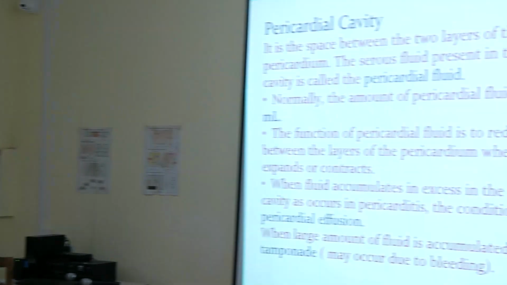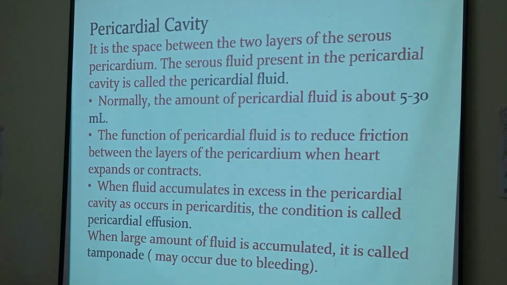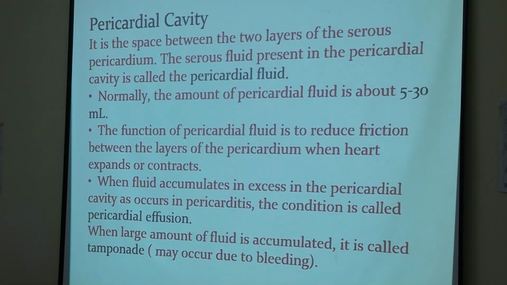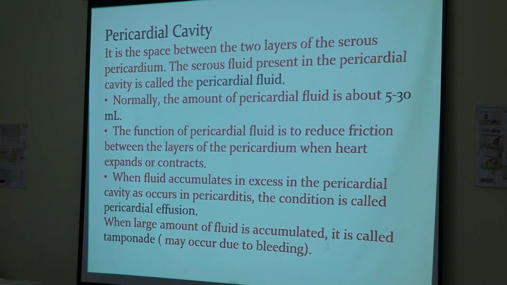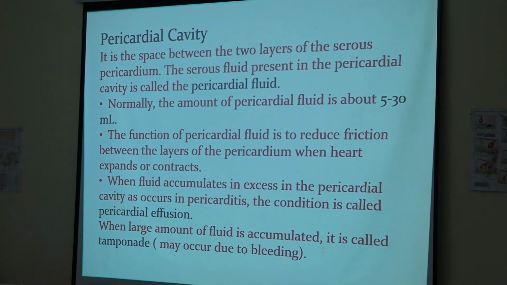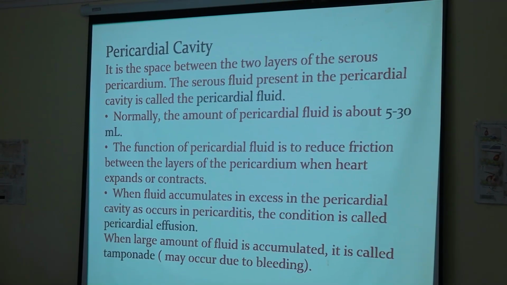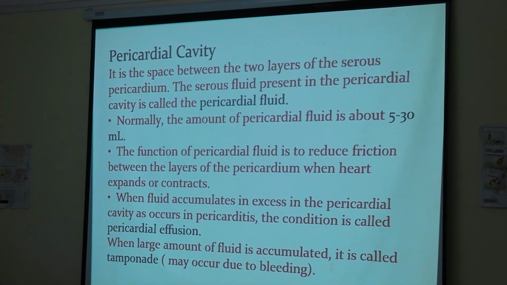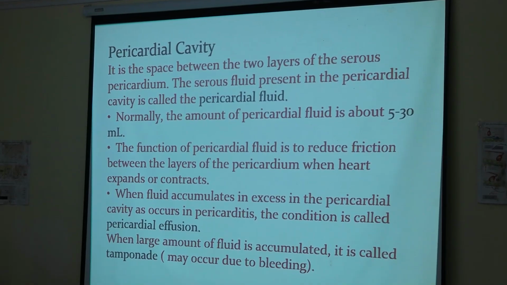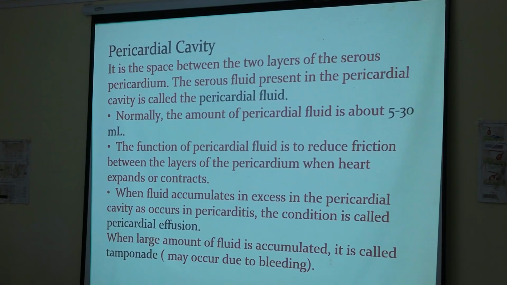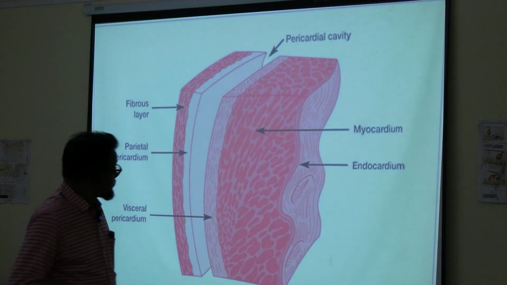Last line. It is called tamponade. Why does it happen? It may occur due to bleeding. And why does pericardial effusion occur? Infection. What is this infection called? Pericarditis. Pericarditis. Okay. Very good.